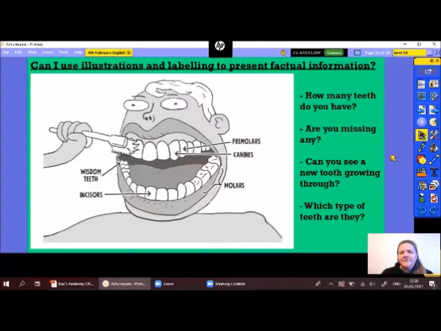What I want you to do is pause the video here and go and find a mirror somewhere and really admire your teeth. Really have a good look at them. See if you can work out which type of teeth they are. How many teeth do you have at the moment? If you've got any missing, can you see any new teeth growing in the gaps? Go and have a really good look and then come back for today's part of the book.